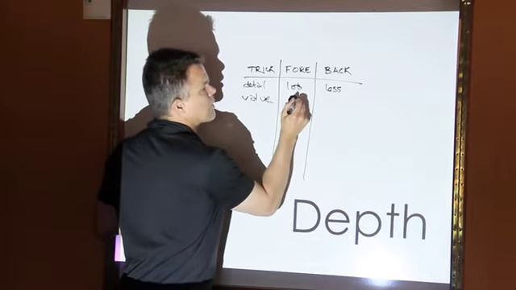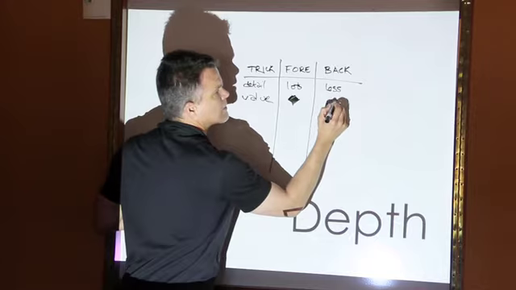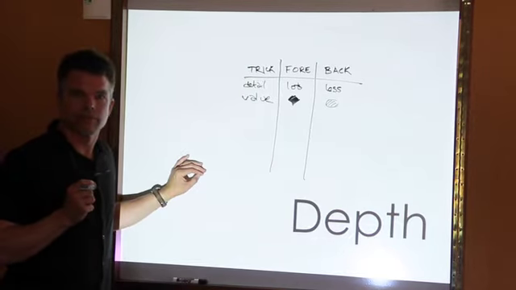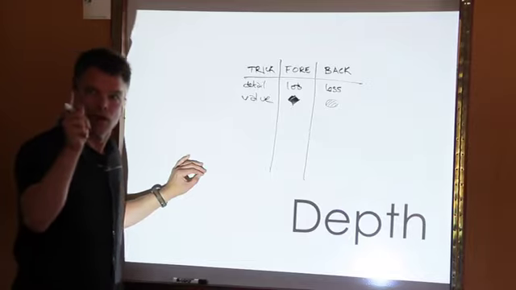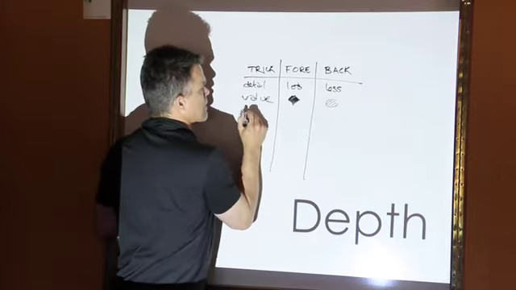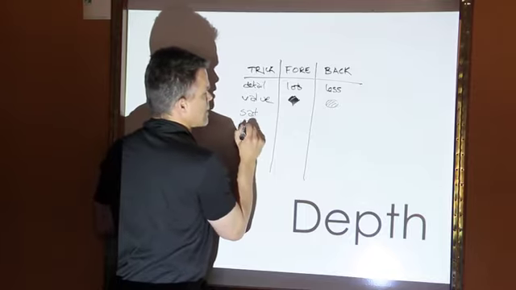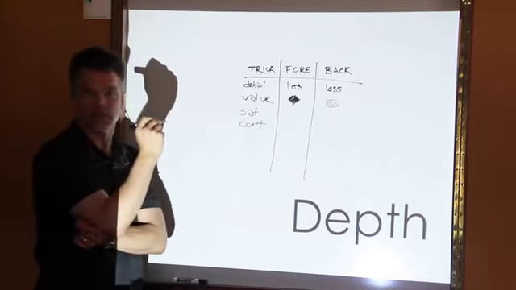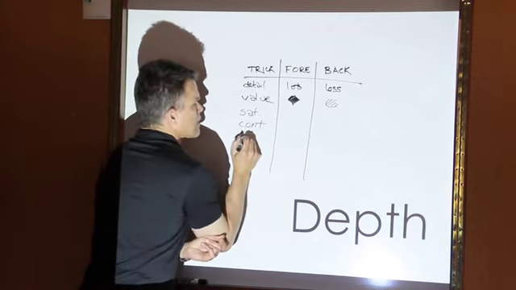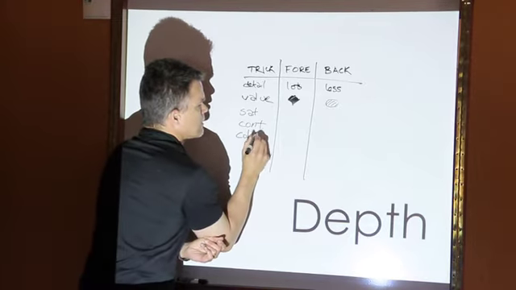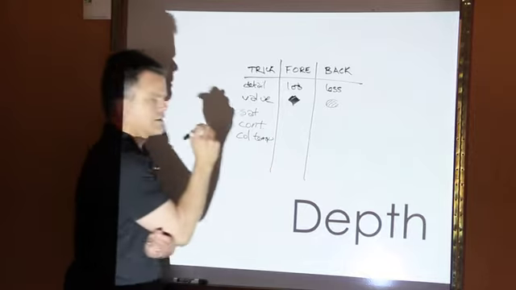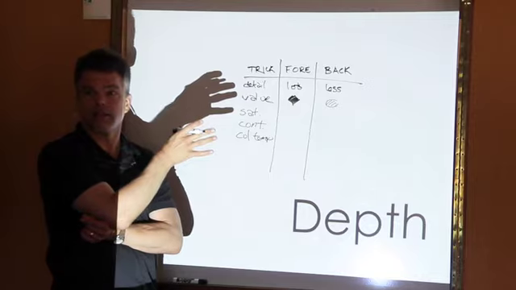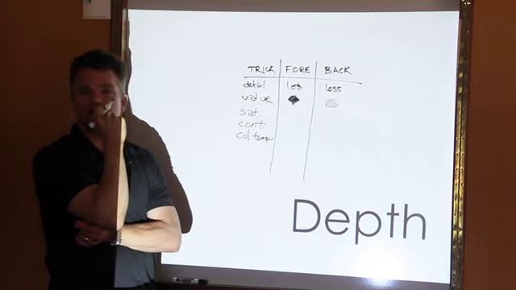Value, so darker closer and lighter further away. And saturation and contrast. So we'll take a look at both of these. And color temperature. We're going to be defining these. So anything else we can think of?